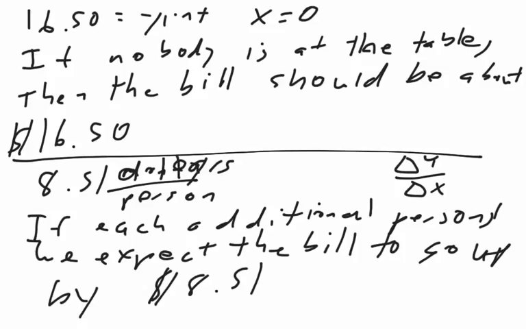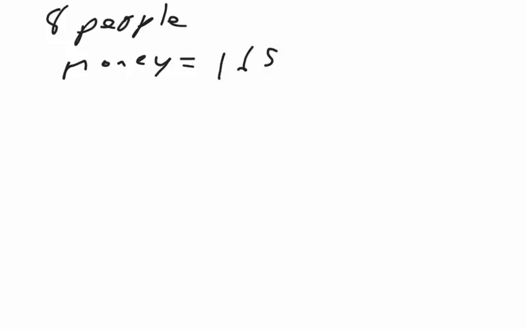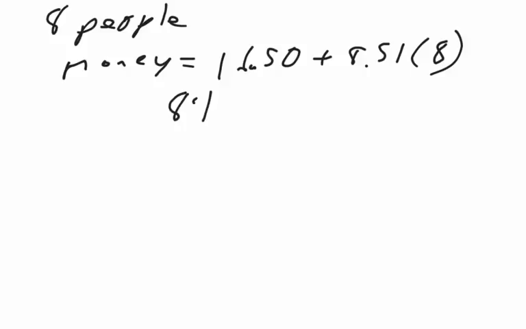So now we're going to make some predictions. Let's say we expect 8 people to be at the table. So the money, or the bill, equals, going back, 16.50 plus $8.51 times 8 people, which means we expect the bill to be $84.58, approximately.